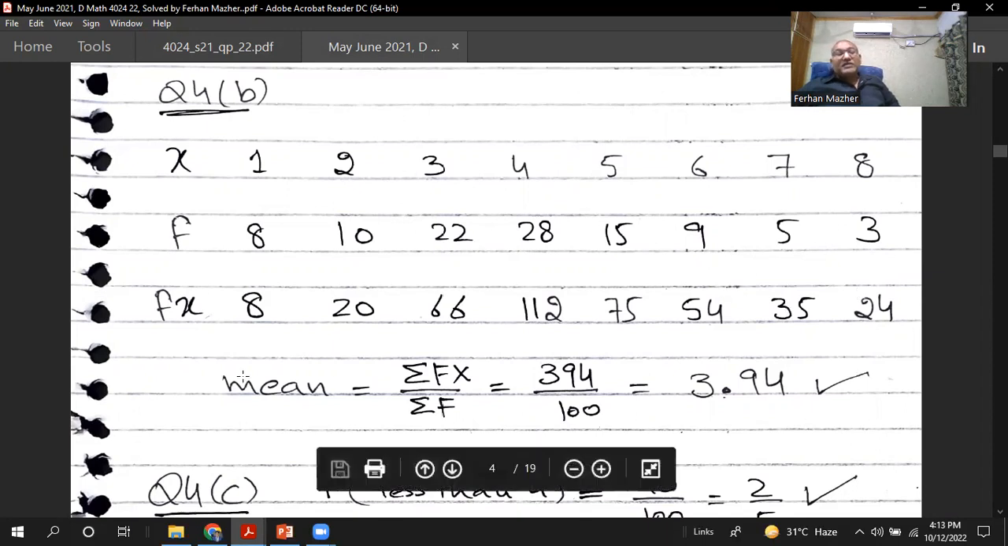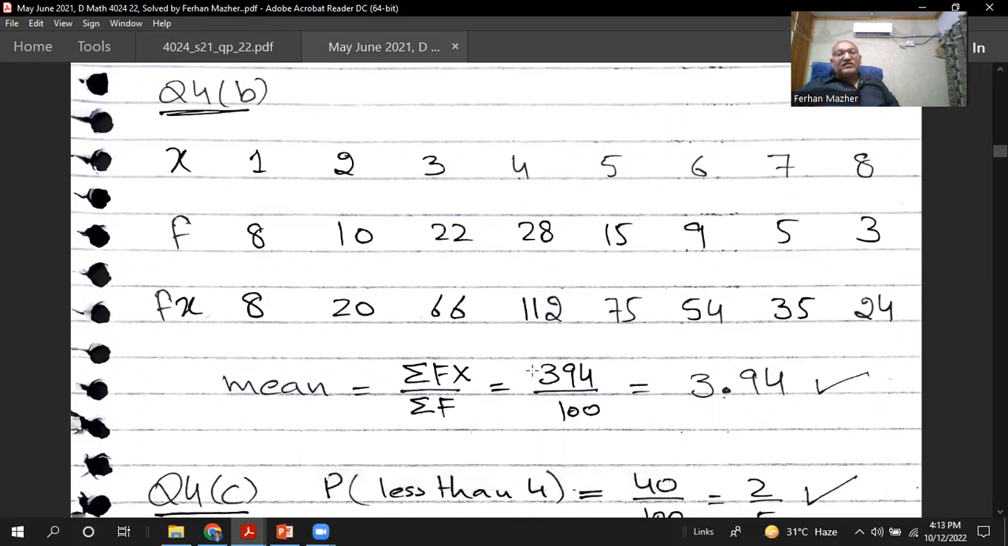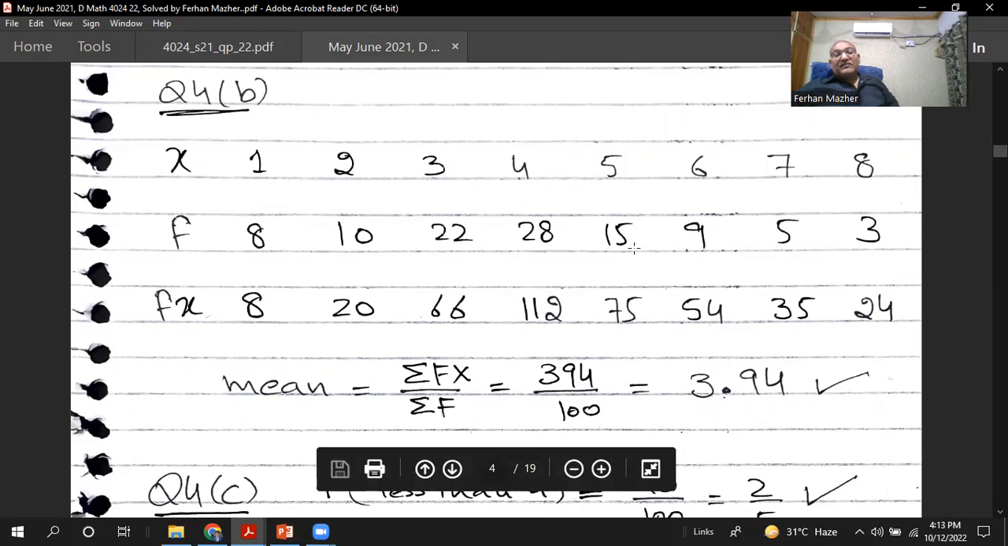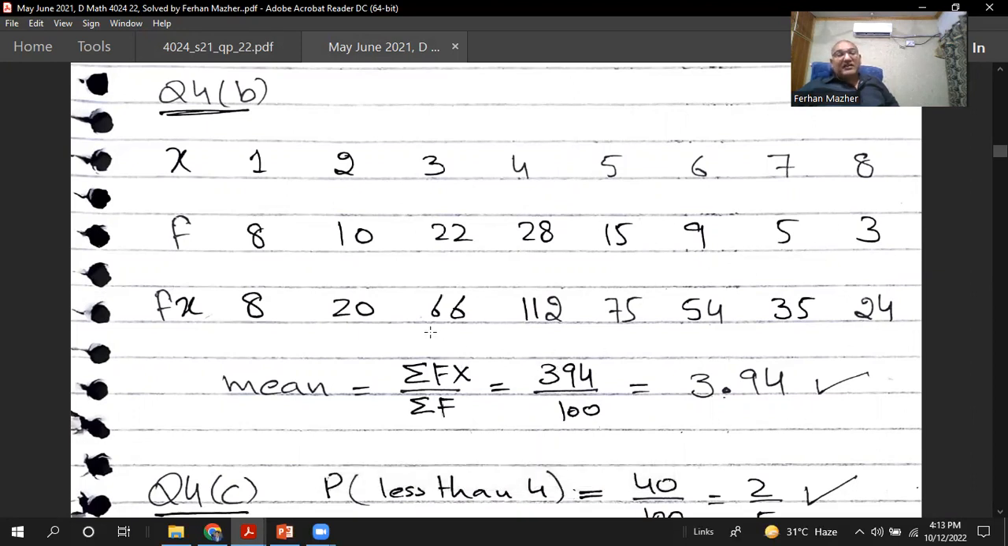The formula for the mean is summation fx divided by summation f. So when you add this row, this is fx. So add all of them, this will be 394 divided by, you add all the frequencies, it will be 100. So 394 divided by 100, and that will be 3.94. The mean is equal to summation fx divided by summation f. 3.94.